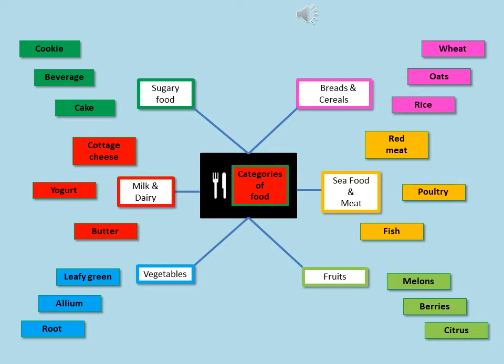Next, as you could see, the classification that I explained to you earlier, this is your main point. And then the subpoints. So this is how you could keep expanding your mind mapping diagram.